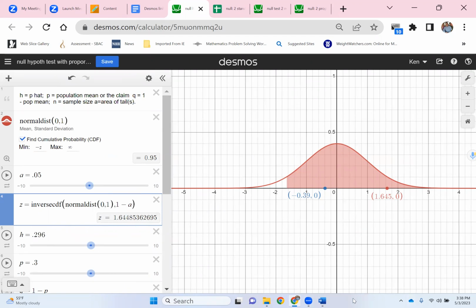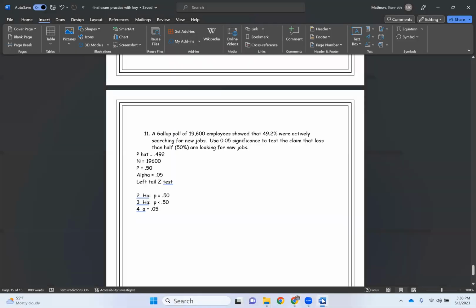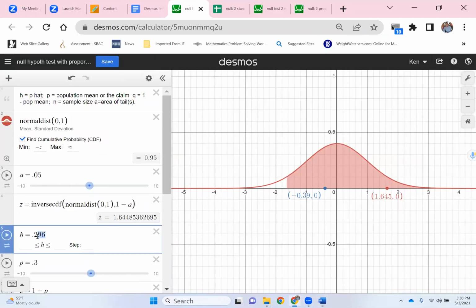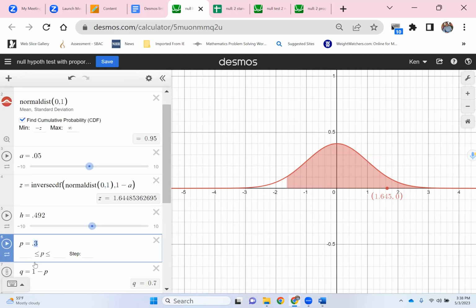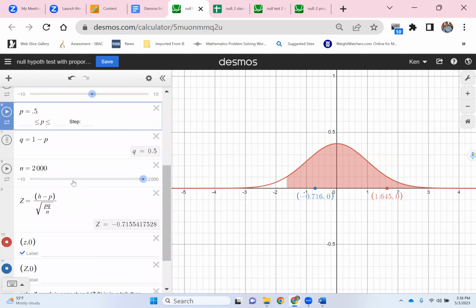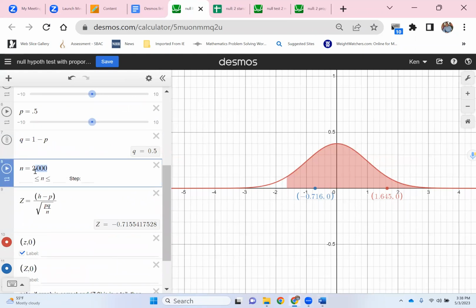All right, what was the value of p hat? 0.492. What's the value of P? 0.5. What's the value of N? It was a big one. 19,600.